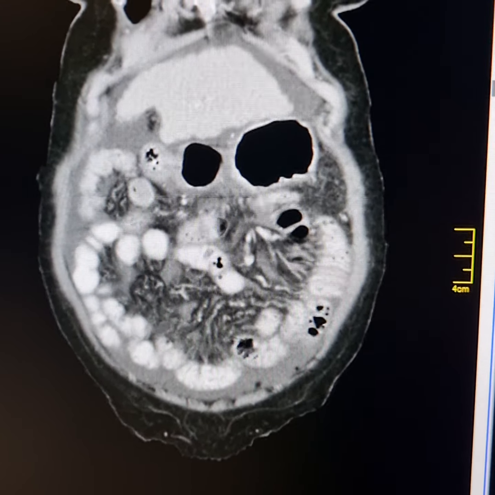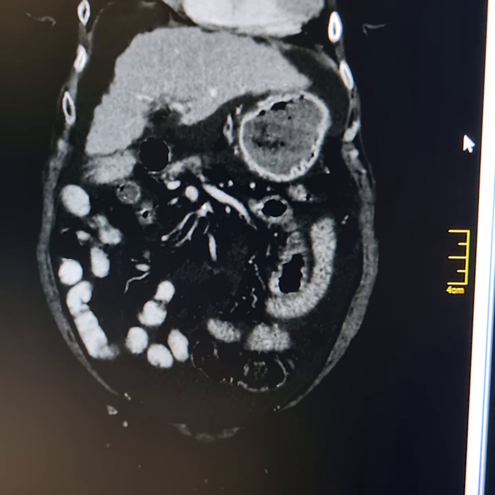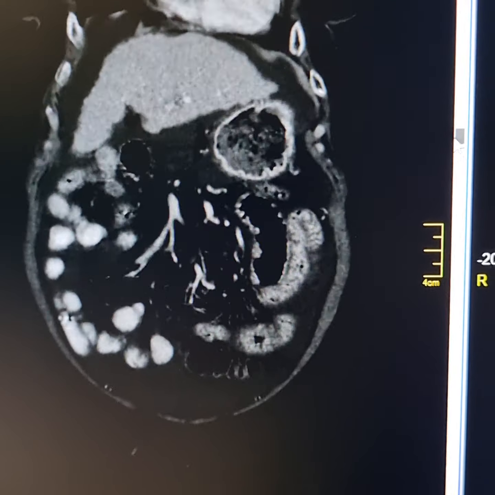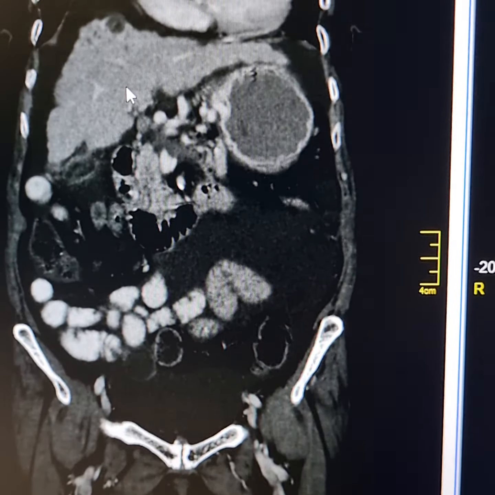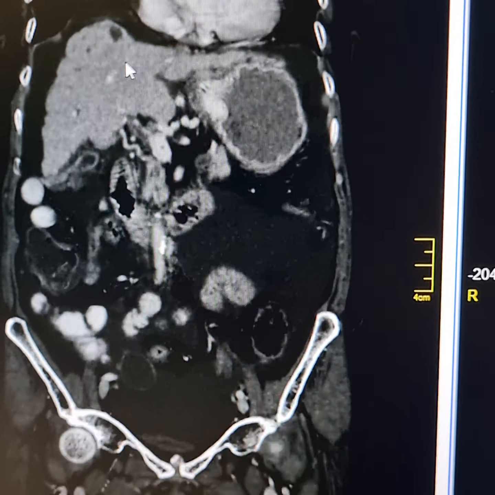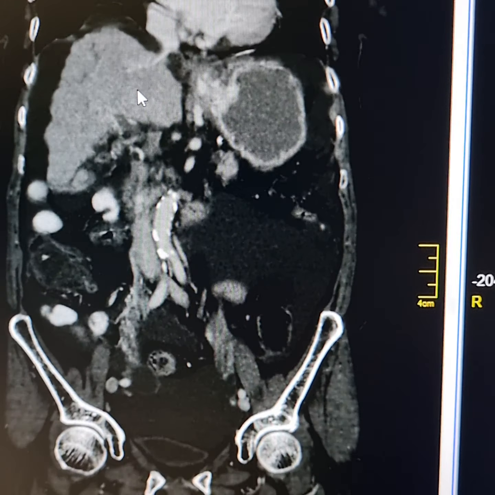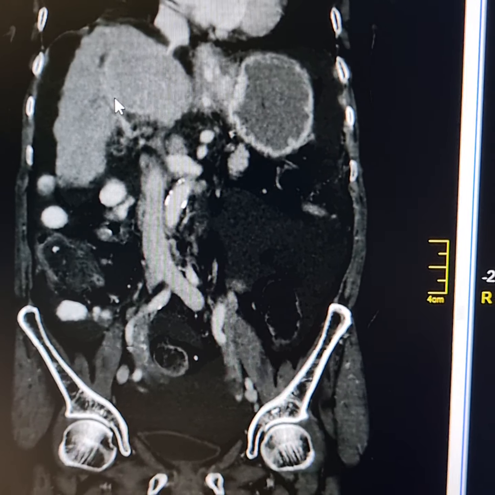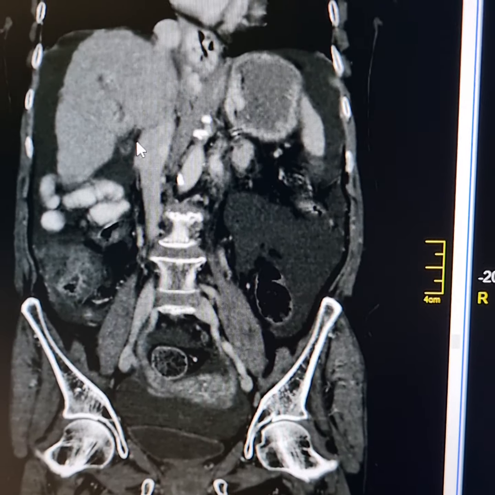Now this is the coronal scan. Please follow these channels downwards, extending up to the portohepatis.